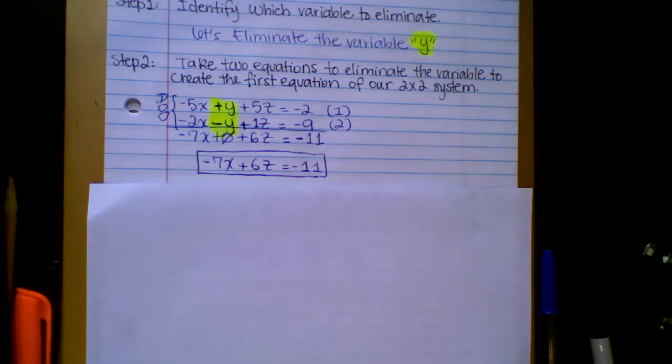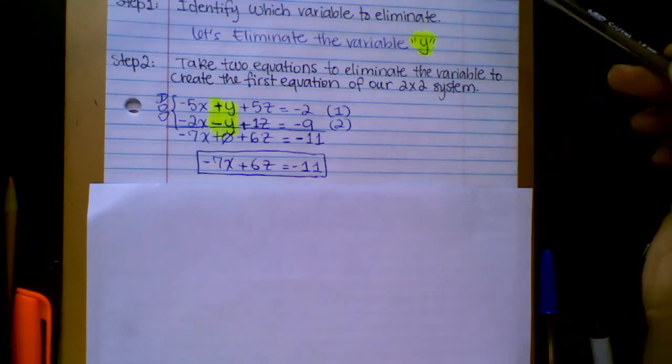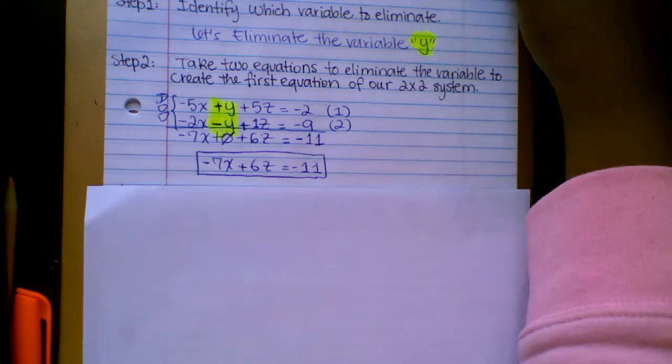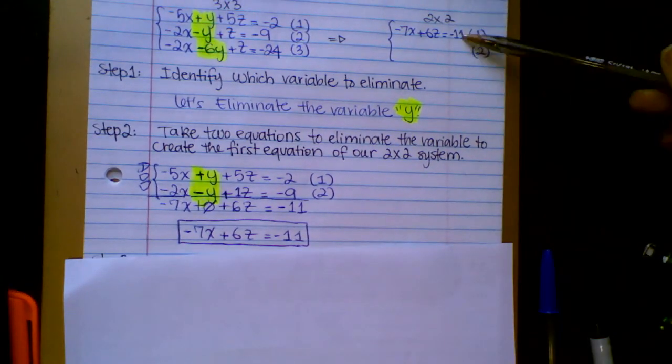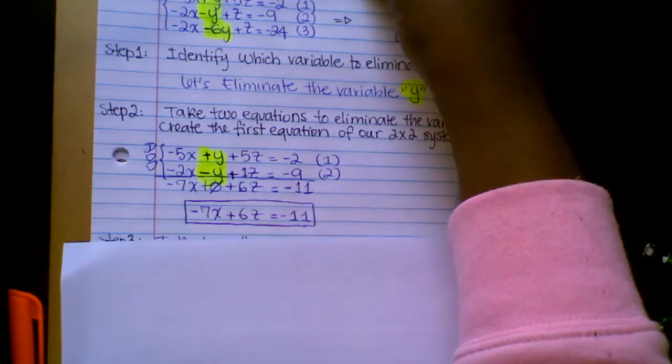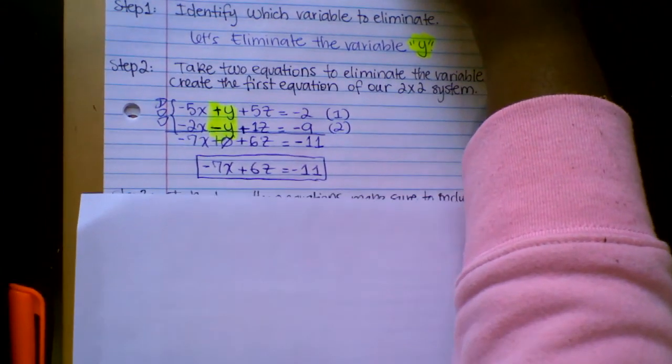Okay, so what is going to be the next step? After we found the first equation for our 2 by 2 system, you need to find the second equation. How do we find the second equation?